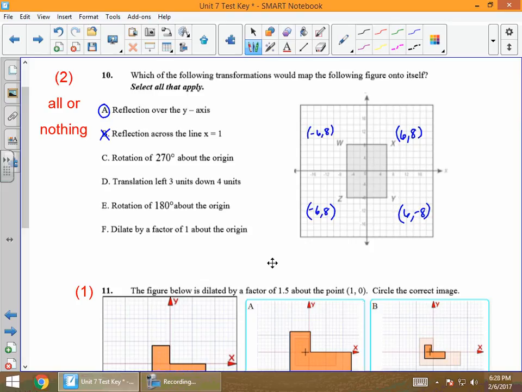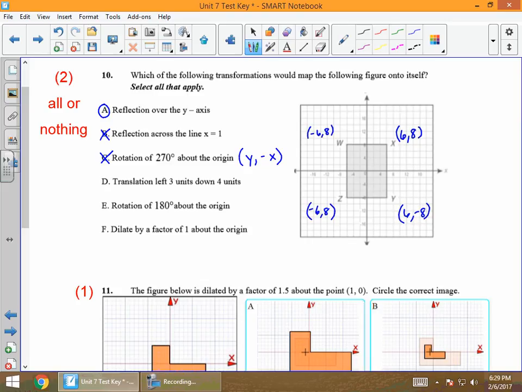Rotation of 270 degrees. So if I think about point X, X would have to map onto one of the other corners. And 270 degree rotation would be y, negative x. So the point 6, 8 would become the point 8, negative 6. And 8, negative 6 is not one of my corners. So it would not work.